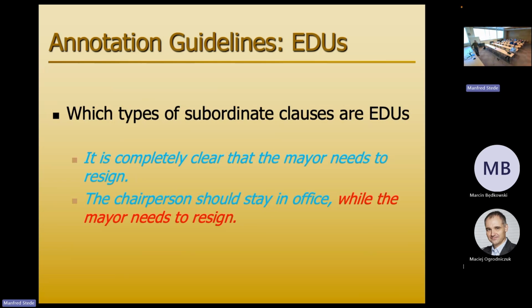So these decisions you have to make for different types of units. In the end, the overarching principle is that every EDU should be an independent unit of information. It should be able to stand on its own feet. The mayor needs to resign, the chairperson should stay in office.